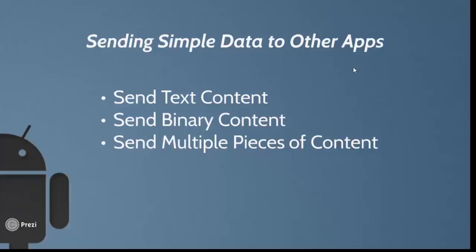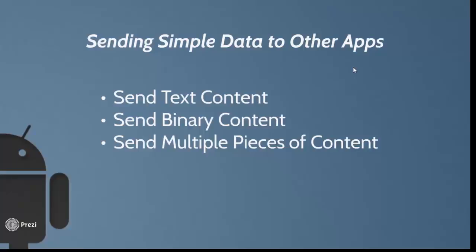The second one is send binary content. Binary data is shared using the ACTION_SEND action combined with setting the appropriate MIME type and placing a URI to the data in an extra named EXTRA_STREAM. This is commonly used to share an image but can be used to share any type of binary content.